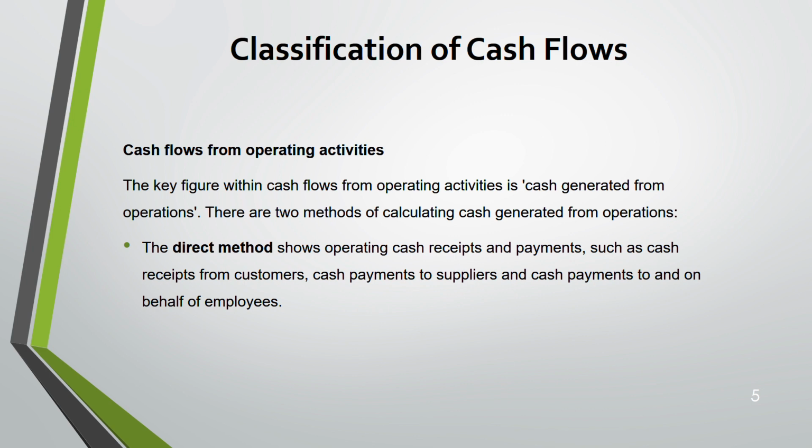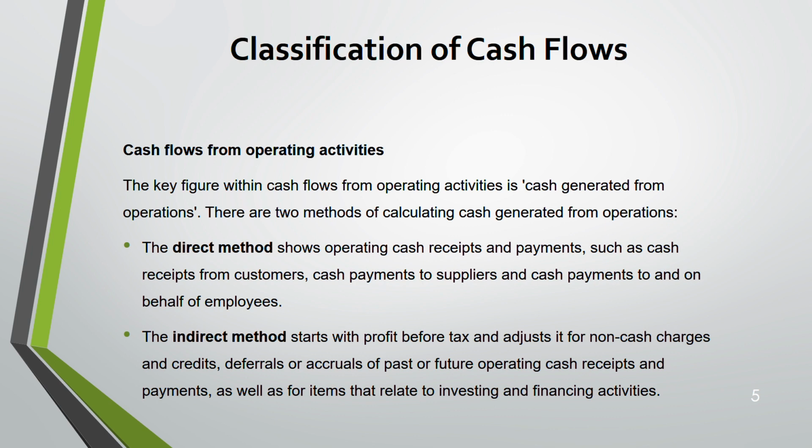Second is indirect method. Direct method means whatever cash you receive, you deduct the payments. That means whatever you receive from your customer, deduct what you pay to your creditors, and also what you pay as salary to your employees and all. Indirect method means you start with the profit before tax and you adjust that profit figure to cash. You convert your profit to cash.